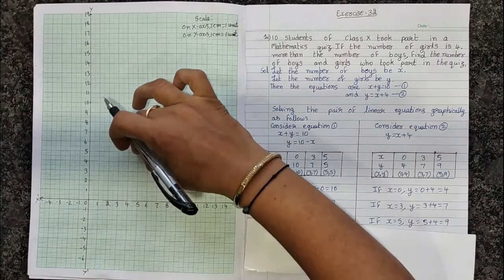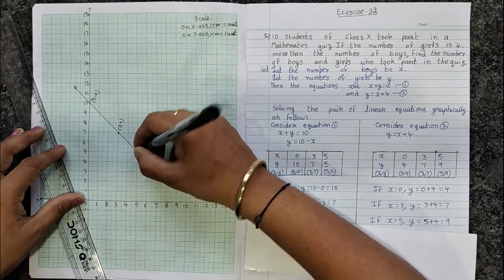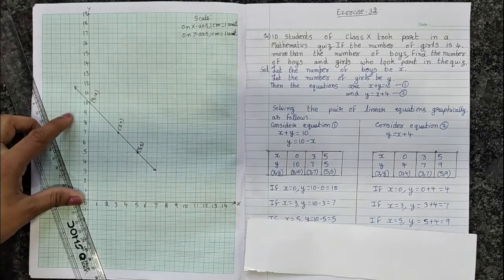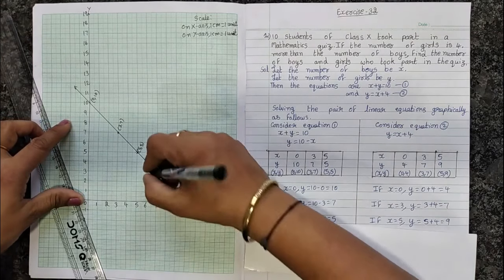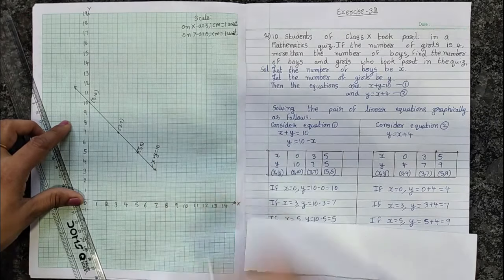So let's try to join these 3 points here. Look here carefully. Take a dark and sharp pencil while you are doing this graph, right? So now this is a line. And what are these coordinates, children? 0, 10 and one more 3, 7 and one more 5, 5, right? Exactly, the line should pass through them. And finally, what is this line's equation? You have to write that also. That is x plus y is equal to 10.